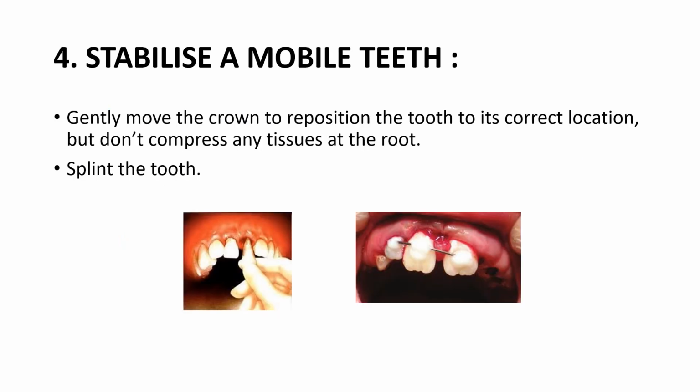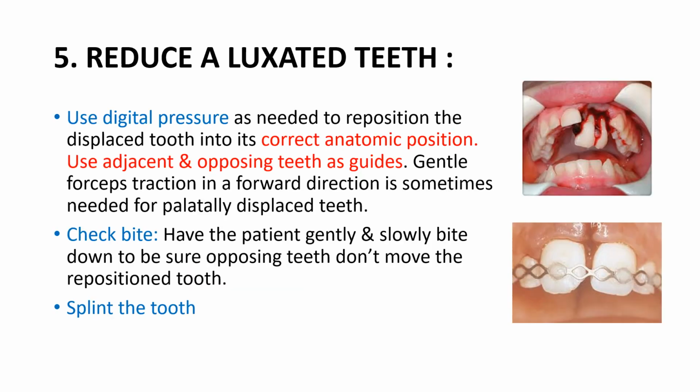Splint the tooth. Stabilize a mobile tooth. Gently move the crown to reposition the tooth to its correct location, but don't compress any tissues at the root. Splint the tooth. Reduce a luxated tooth. Use digital pressure as needed to reposition the displaced tooth into its correct anatomic position. Use adjacent and opposing teeth as guides. Gentle forward traction is sometimes needed for palatally displaced teeth.